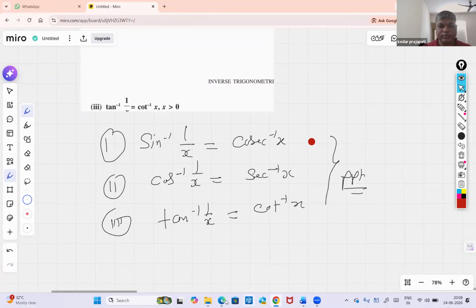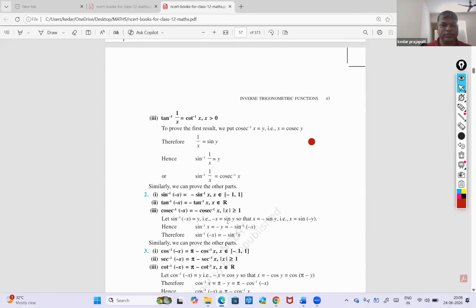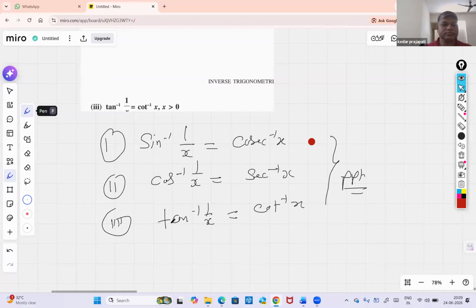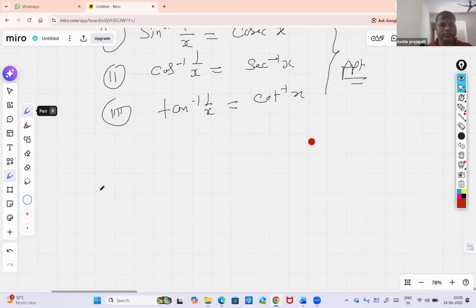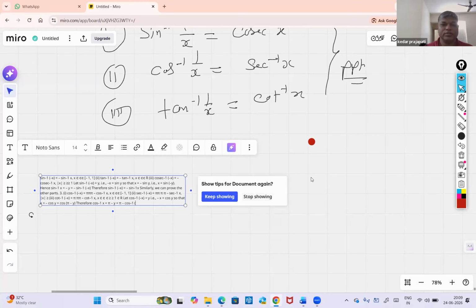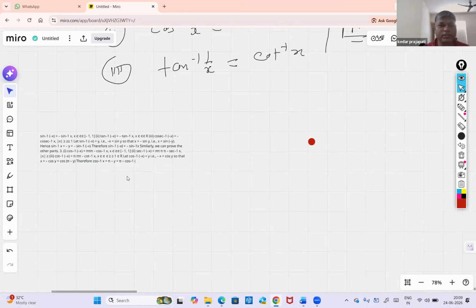And on top of that, we will use these properties. Sine, tan, and cosec, right? And these properties. We'll also be using these properties. I'm writing it here. So what are the other properties?